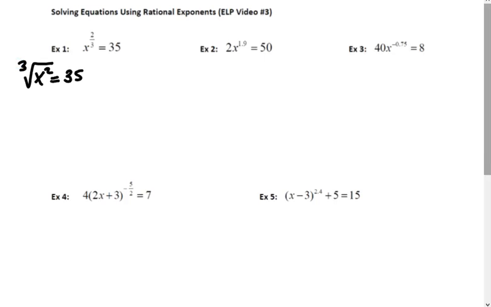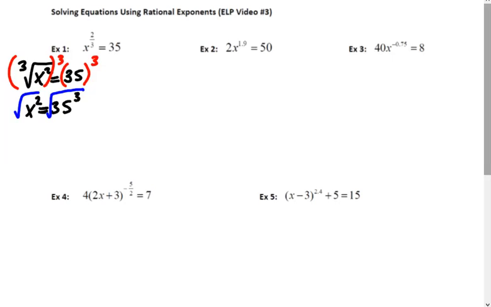Now to undo, I'm going to have to undo two operations, the cube root and the power of squared. The first thing I'm going to do is raise both sides to the third power, because the third power is the inverse of the cube root. If I cube a cube root, I just get what's inside. So I end up with x squared equals 35 cubed. I'm not going to bother to calculate that right now. It's not really necessary. Then I need to take the square root of both sides to undo the square.